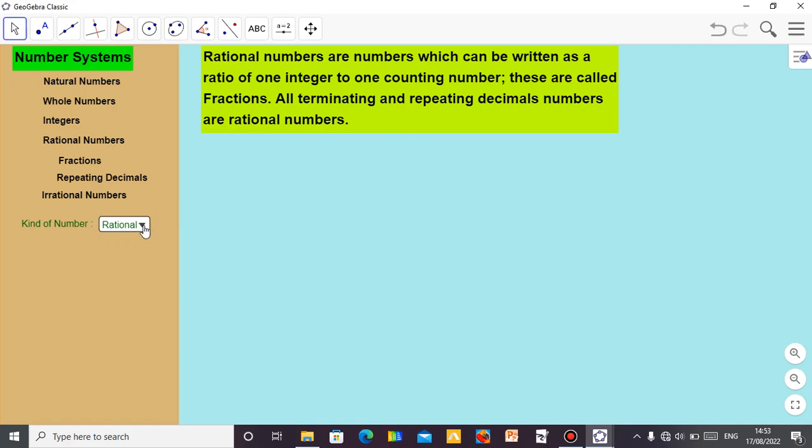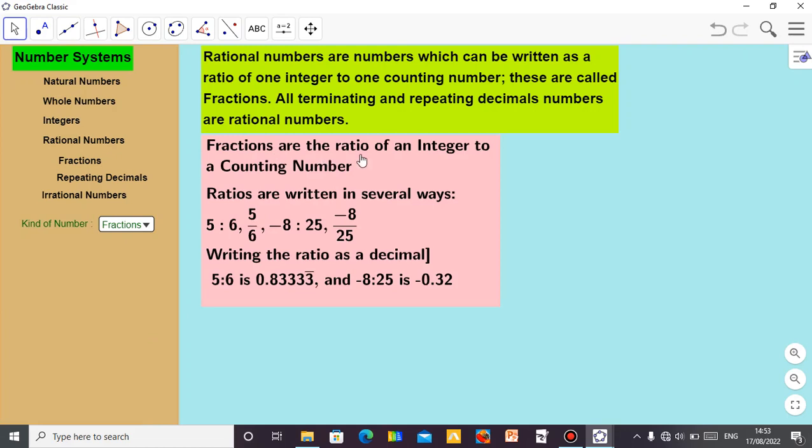So if you keep on going, let's see what fractions actually mean. Fractions are ratio of an integer to a counting number. So you can see 5 over 6 is a fraction, or you can say 5 ratio 6. So all these are rational numbers. Then minus 8 ratio 25, which is the same thing as minus 8 divided by 25. All these are rational numbers. And if you try to express them in decimal form, 5 ratio 6, which is 5 over 6, is 0.8333. So this is what I mean by repeating decimals.